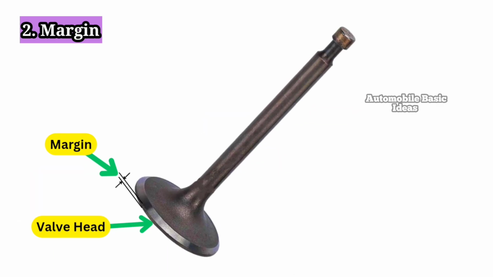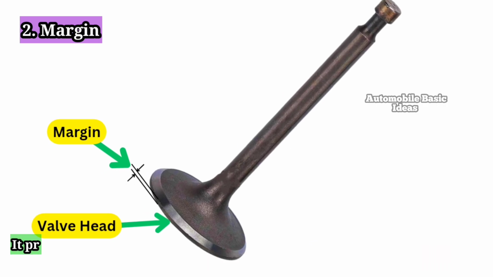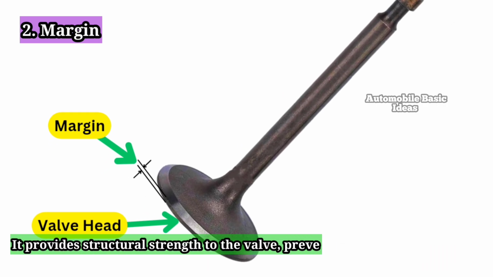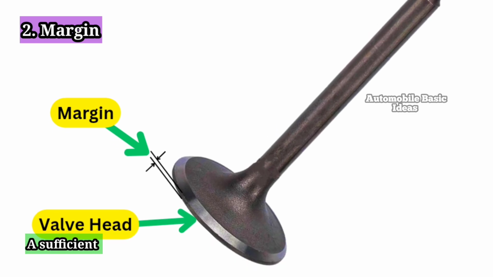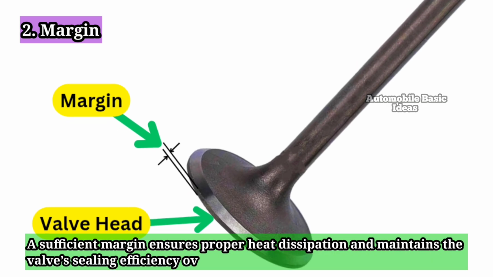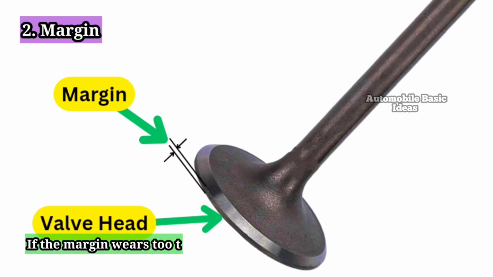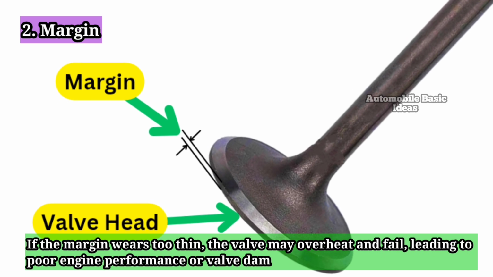2. Margin. The margin is the thick, flat portion around the edge of the valve head. It provides structural strength to the valve, preventing warping or burning due to extreme heat and pressure. A sufficient margin ensures proper heat dissipation and maintains the valve's sealing efficiency over time. If the margin wears too thin, the valve may overheat and fail, leading to poor engine performance or valve damage.